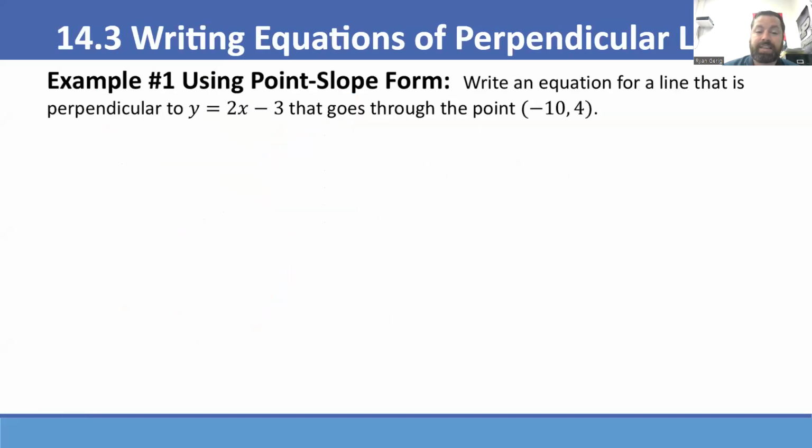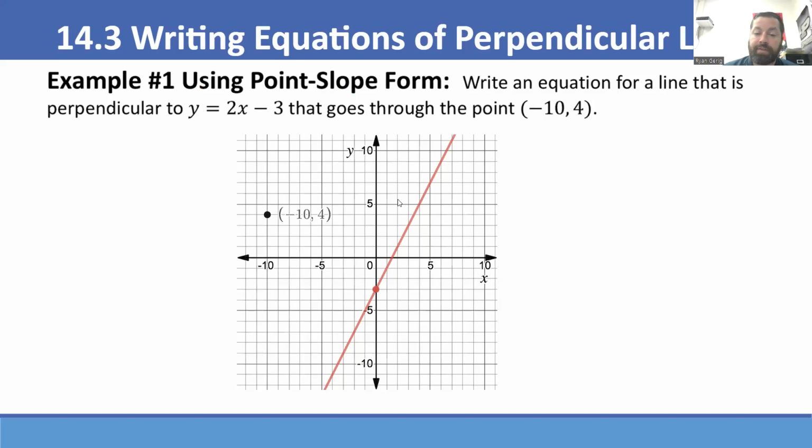Now we're going to do this exact same problem twice. I'm going to show you the two ways of doing it. First one uses point slope form. The second one's going to use slope intercept form. All right, so write an equation for a line that is perpendicular to y equals 2x minus 3 that goes through the point negative 10, 4.